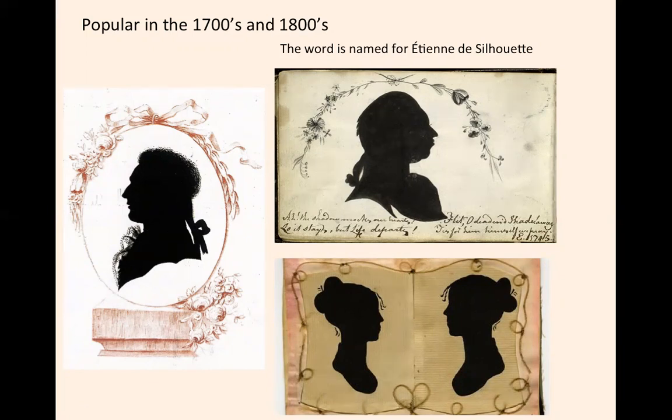So ladies of the era would use candlelight so that the shadow of their special someone's head would appear on paper stuck to a wall and then be cut out. These are some beautiful examples of silhouettes.